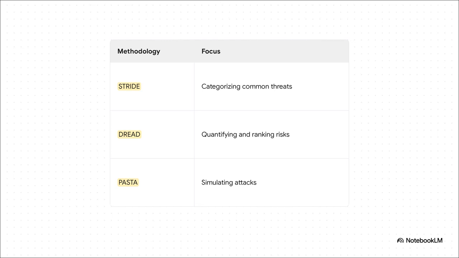You stop asking, what should this feature do? And you start asking, how could someone malicious totally abuse this feature? And there are frameworks to help, like STRIDE, DREAD, or PASTA. They're just organized ways to anticipate attacks so you can defend against them.